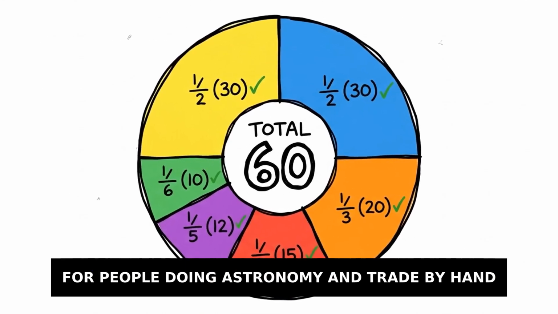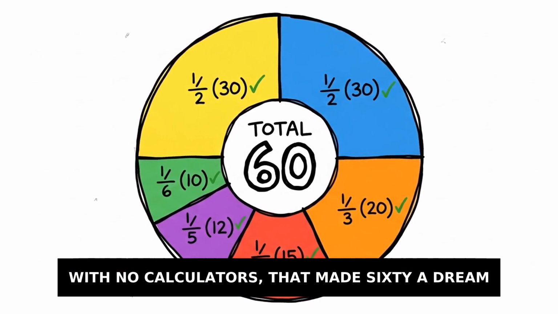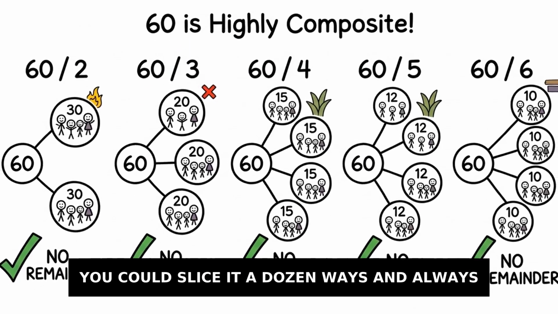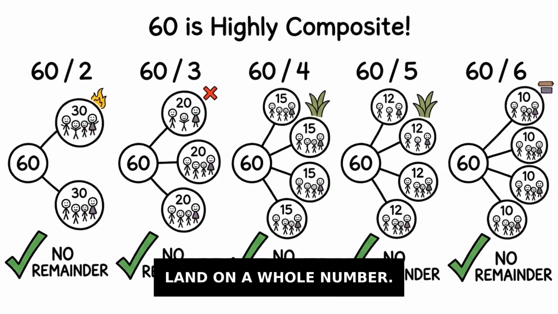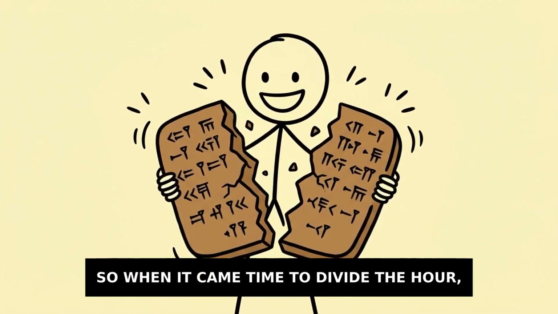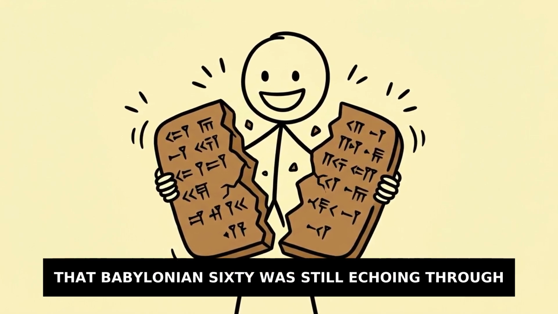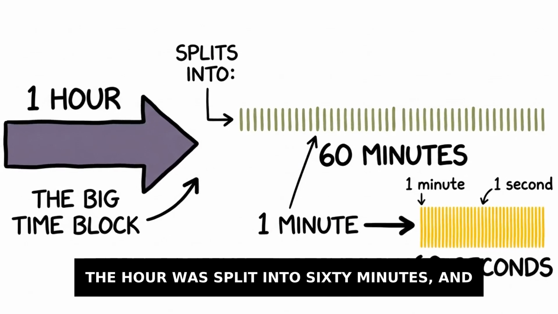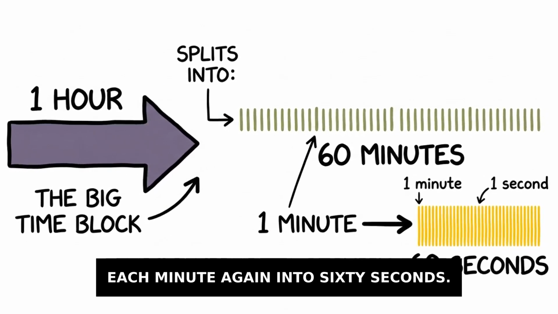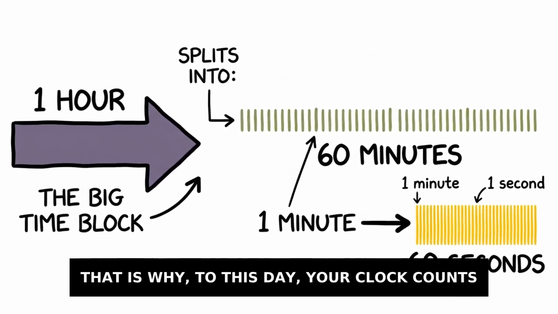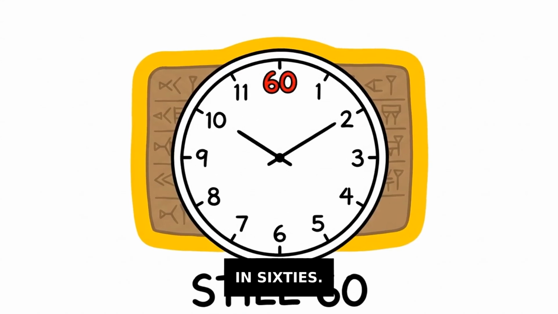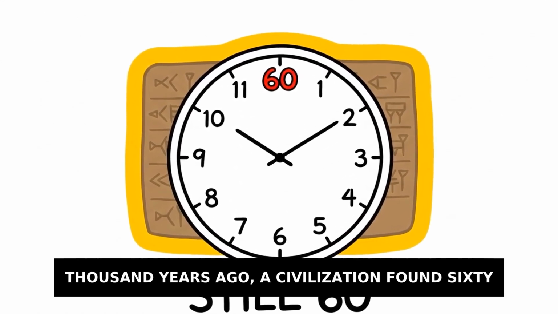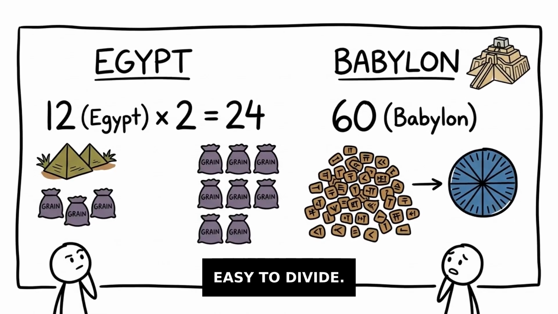For people doing astronomy and trade by hand, with no calculators, that made 60 a dream to work with. You could slice it a dozen ways and always land on a whole number. So when it came time to divide the hour, that Babylonian 60 was still echoing through the ancient world. The hour was split into 60 minutes, and each minute again into 60 seconds. That is why, to this day, your clock counts in 60s, not because nature demands it, but because 4,000 years ago, a civilization found 60 easy to divide.